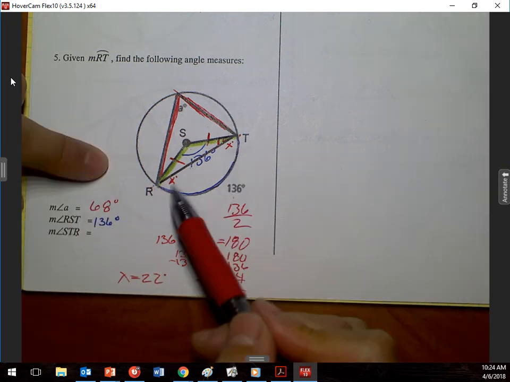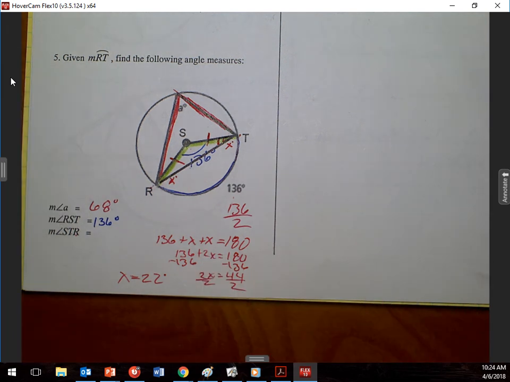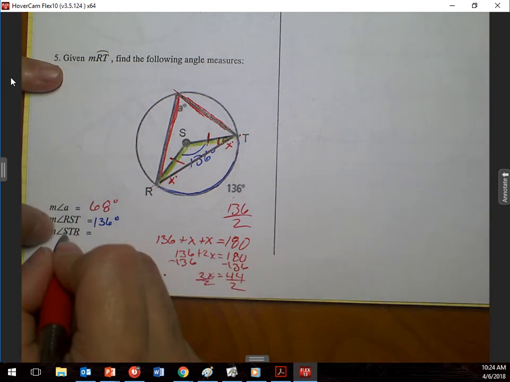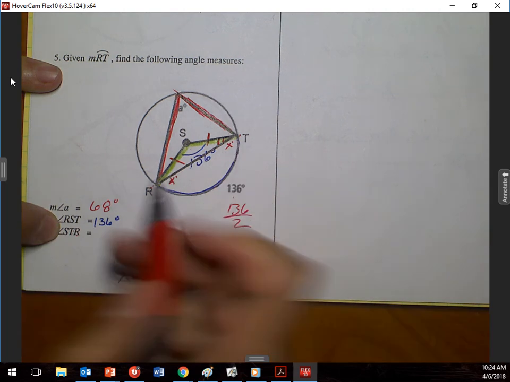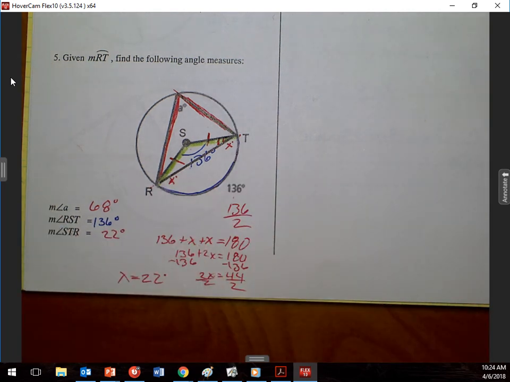22 degrees. Mister, you know what I did? I can do that, but I don't know. I just did 180 minus 136, and then I got 44, and I divided by 2 because both those angles are equal. Yeah, that's the same thing. Okay, that's fine. So we said angle STR is 22 degrees.